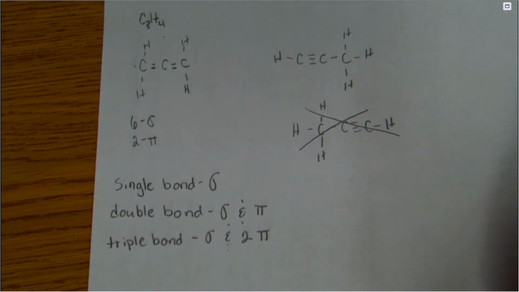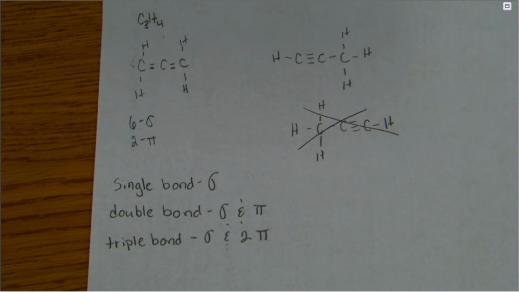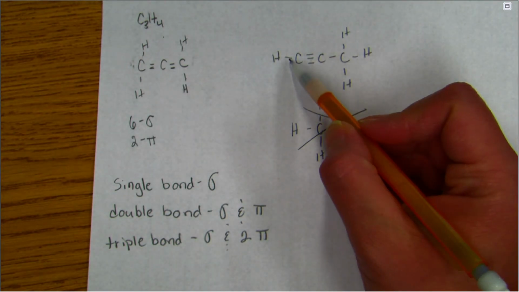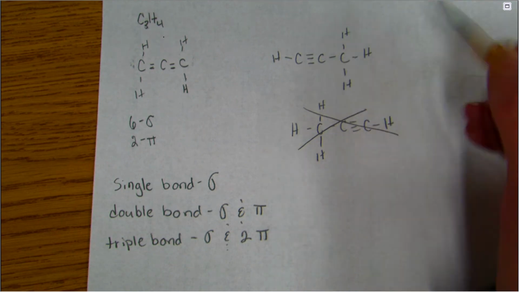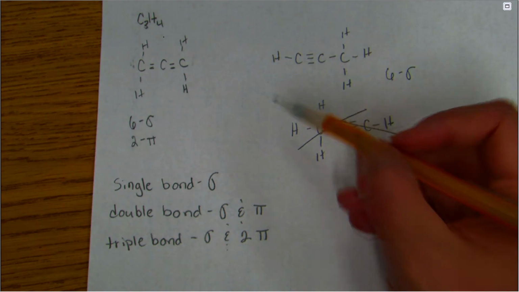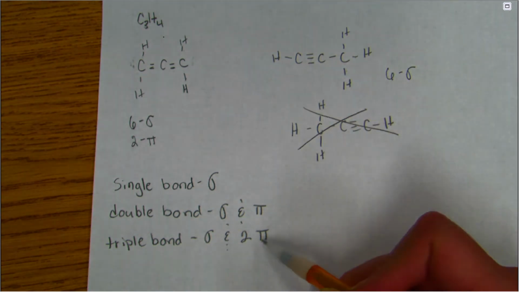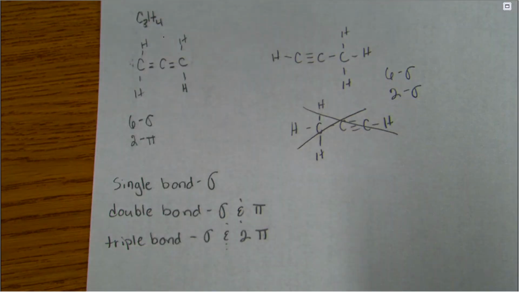Now, if we look at our second isomer that we drew, how many sigma bonds do I have? I have 1, 2, 3, 4, 5, 6. And how many pi bonds do I have? A triple bond has 2 pi bonds. So I have 2 total pi bonds.